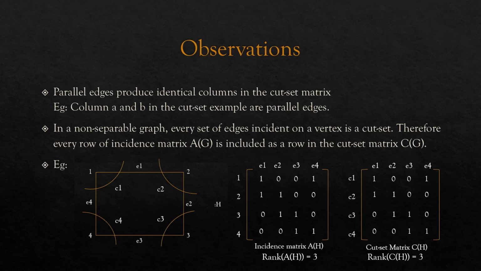The next one is, parallel edges produce identical columns in the cut set matrix. Columns A and B in the example that we just saw are parallel edges, so they have identical columns.